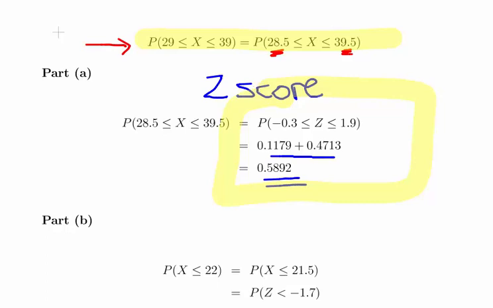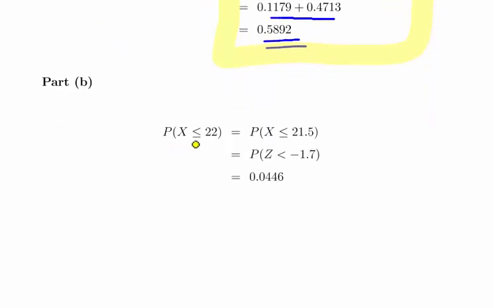Okay. Likewise, down here, probability of x less than 22. So that's the binomial, and when we adjust that to a normal approximation with the continuity correction factor, that becomes x less than or equal to 21.5. The z-score is minus 1.7, and that gives us a probability value of 0.0446. So that's it. Yeah, we'll leave it there.